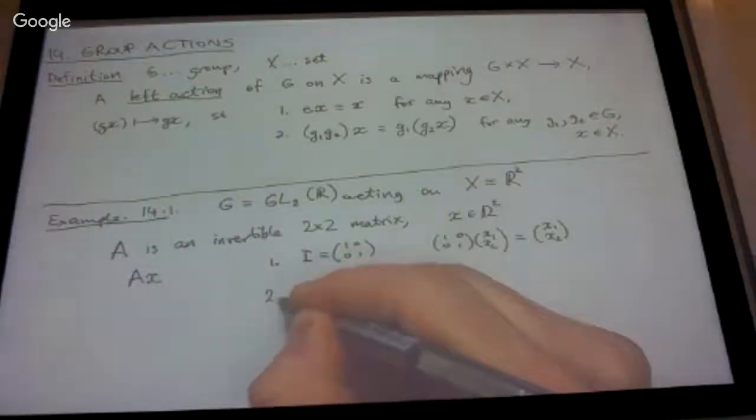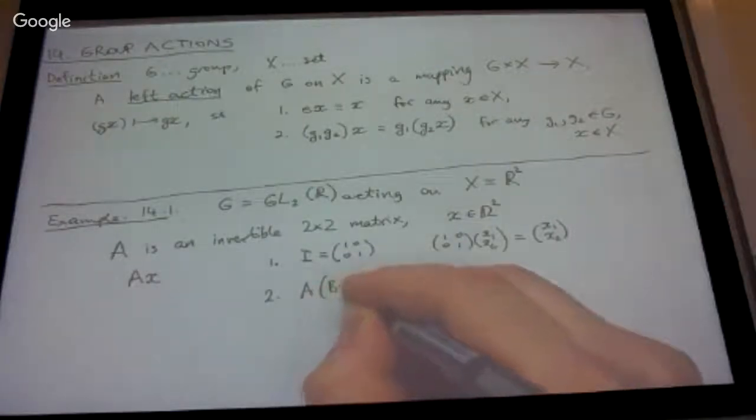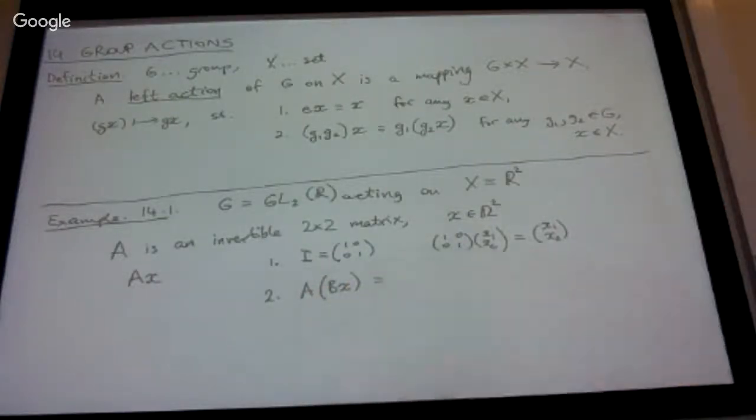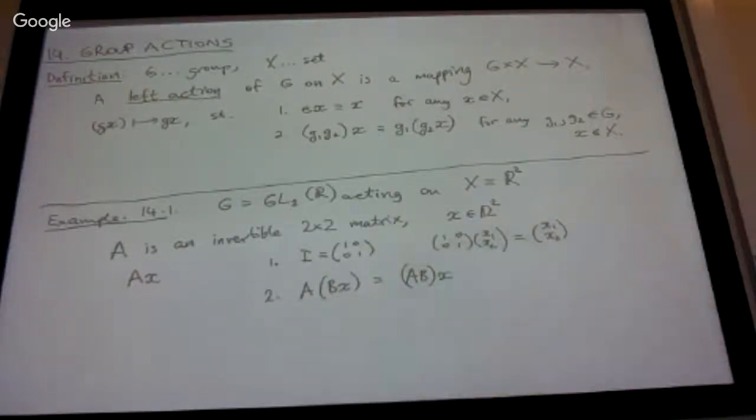And the second one, saying that (ab)x is the same. So if you do a matrix times a vector and then multiply by another matrix, you get the same thing as if you multiply the matrices together first and then multiply that vector. Presumably you know from your first year linear algebra that it works like that. I hope so. Okay.